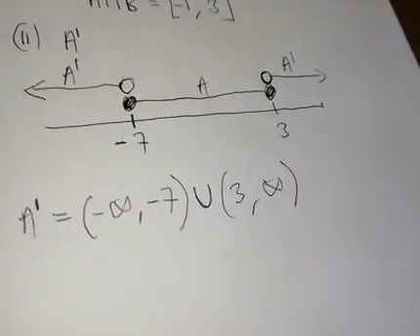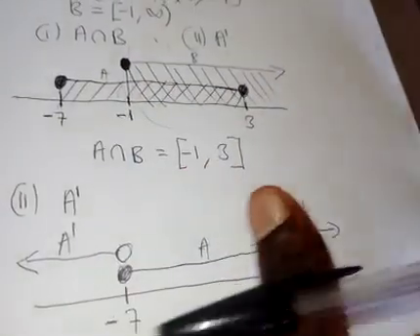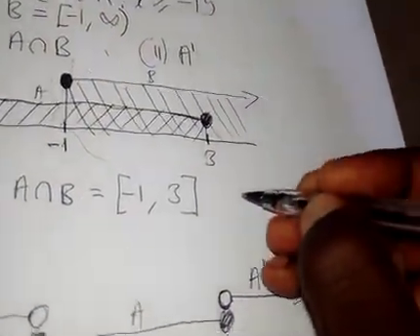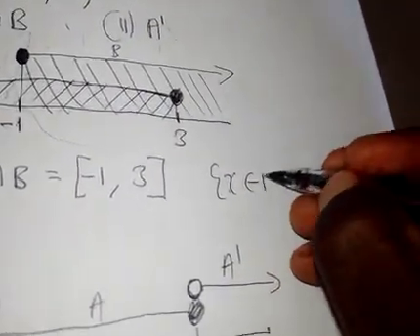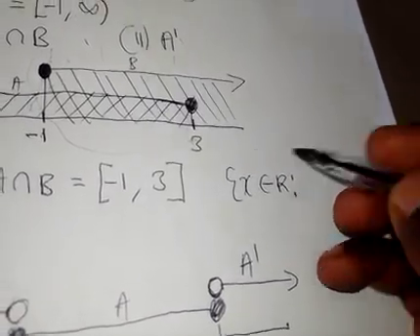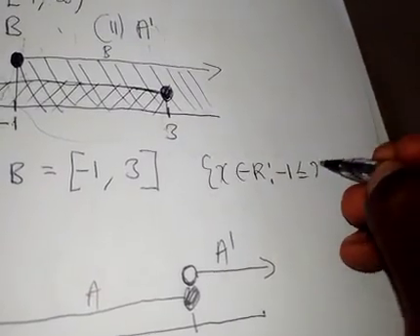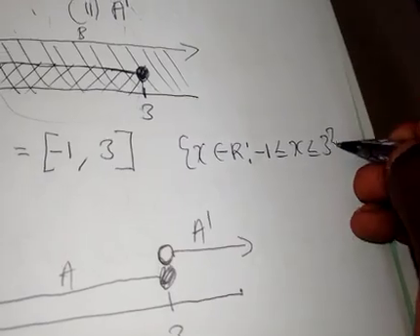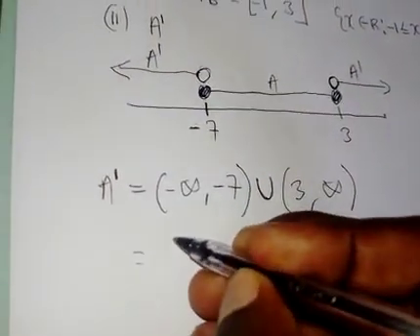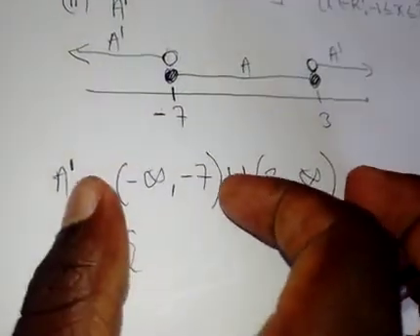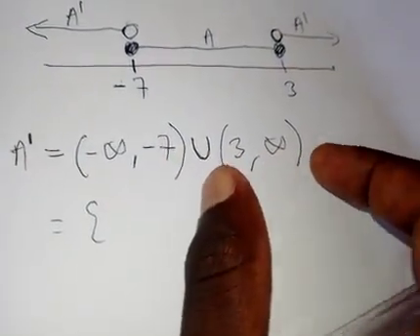Then, if we are to write these in set builder notation, this one should be X, a member of R, such that negative 1 is less than or equal to X, which is less than or equal to 3. Just like that. Then for this one, we write each part in set builder notation separately.